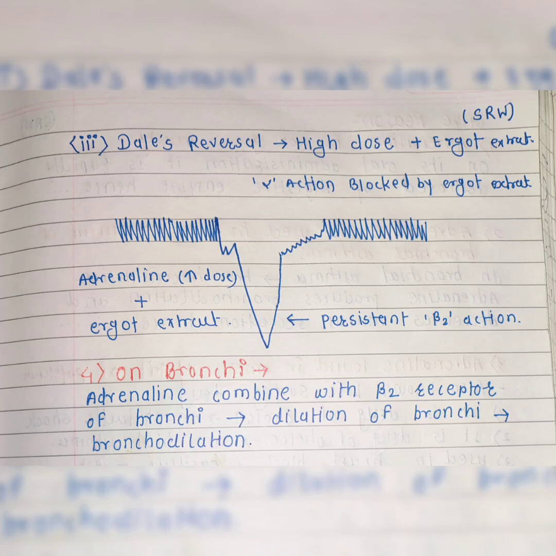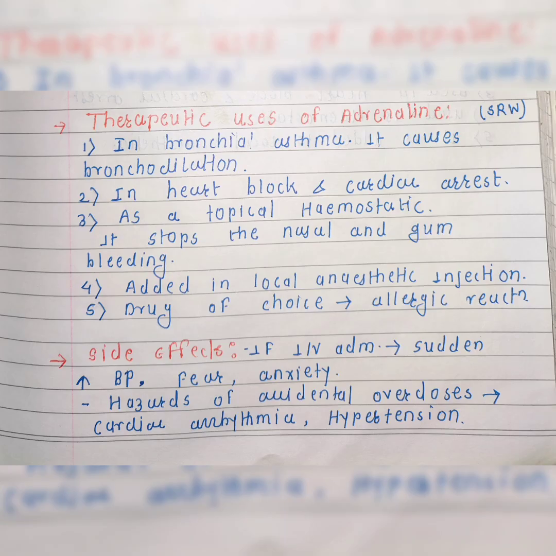On bronchi, adrenaline when administered combines with the beta 2 receptor of bronchi and produces dilation of bronchi, which is known as bronchodilation. These are the mechanisms of action of adrenaline. Then therapeutic uses of adrenaline.